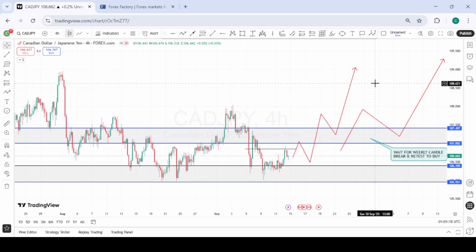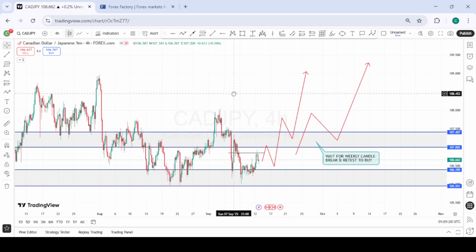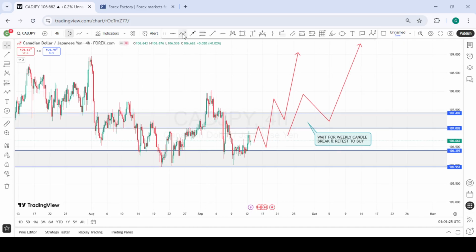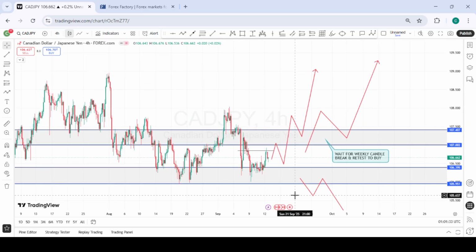So we are very bullish on CADJPY for the coming week, and it will only be considered bearish if price breaks below, retests and gives us a bearish movement. But I'm very bullish on CADJPY for the coming week, just as I'm bullish on the USDJPY.